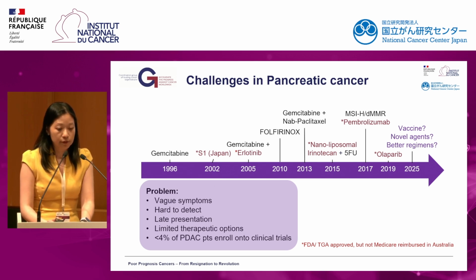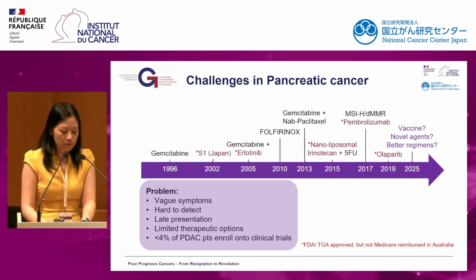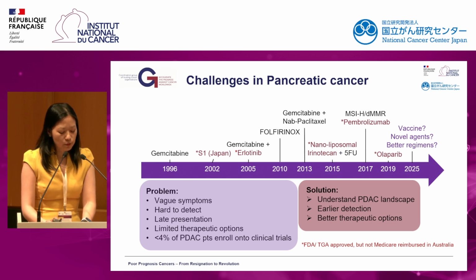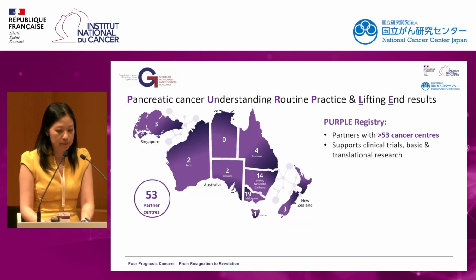This is the timeline of drugs over the last 25 years. And what you see in black are drugs that are reimbursed by the Australian Pharmaceutical Benefits System, and in red are the drugs that are FDA and TGA approved but not reimbursed for our patients. So what is the solution here? We need to understand the pancreatic cancer landscape. We need better early detection and better therapeutic options, as has been said by many of the speakers today already.